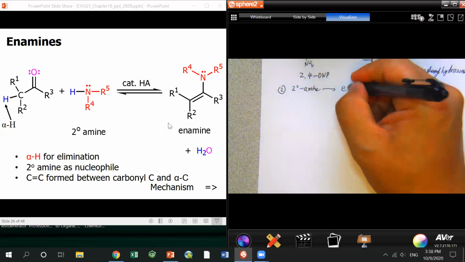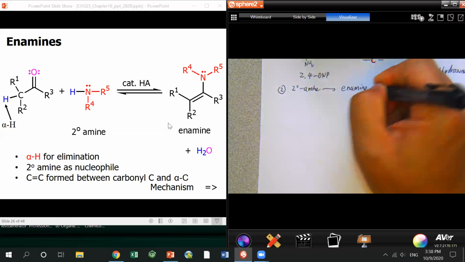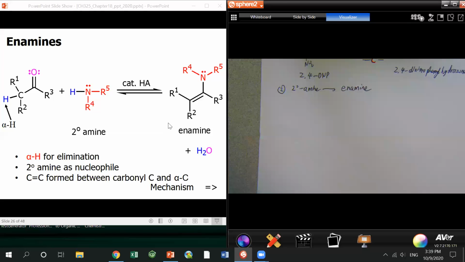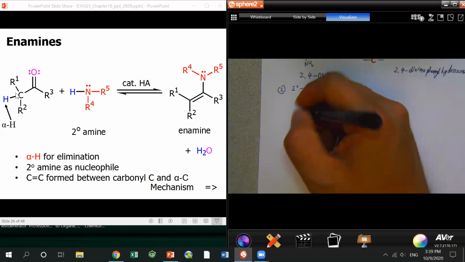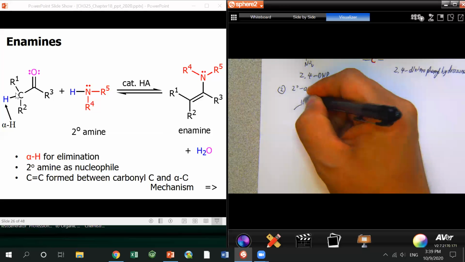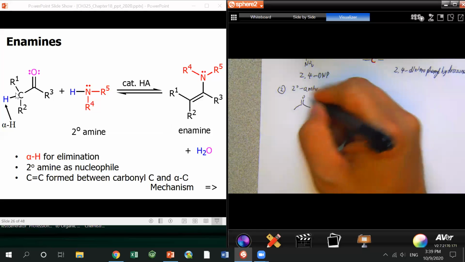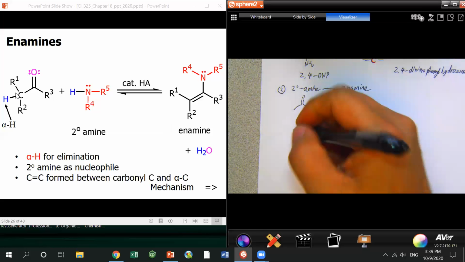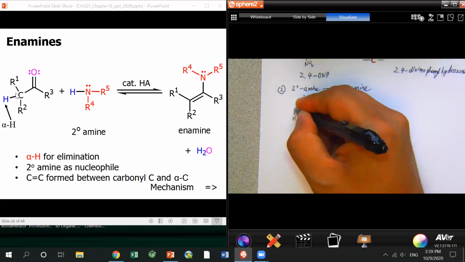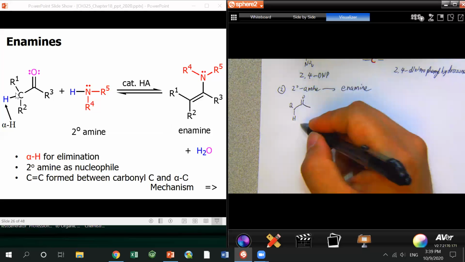This gives an enamine. I'll show the general reaction here. But this reaction is a little bit tricky: you have to make sure the aldehyde or ketone has an alpha hydrogen. What does that mean? Let me show you. That's the aldehyde or ketone, and there is a hydrogen attached to the alpha carbon. This is the carbonyl carbon, and that is the alpha carbon. This hydrogen is called the alpha hydrogen. Make sure it is there.